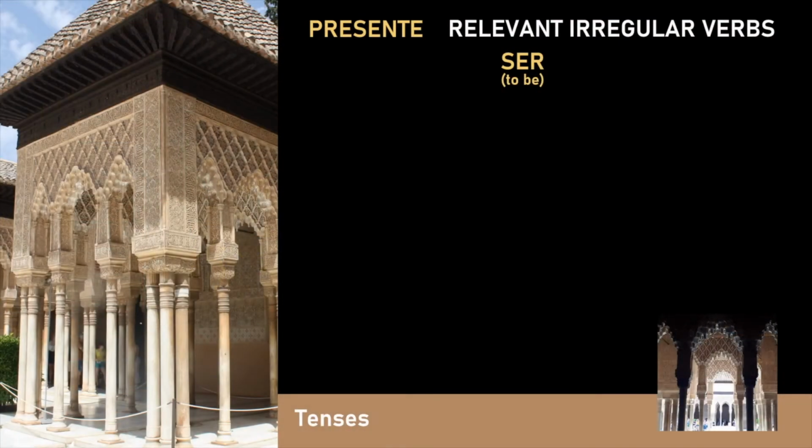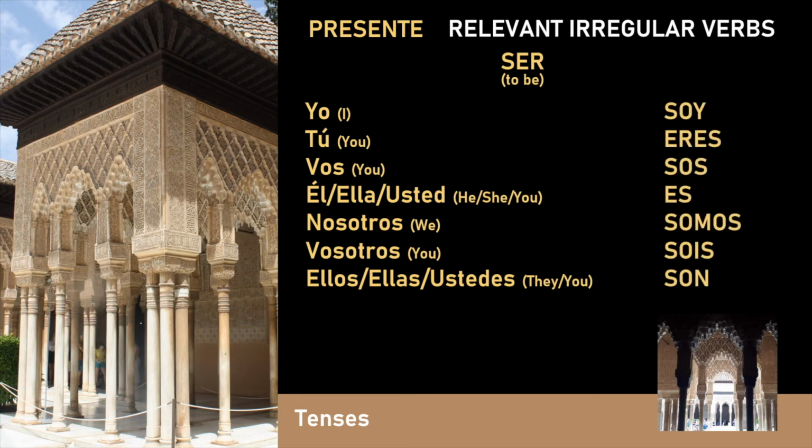Let's see the conjugation of the verb ser in the present tense. Yo soy, tú eres, vos sos, él, ella, usted es, nosotros somos, vosotros sois, ellos, ellas, ustedes son.